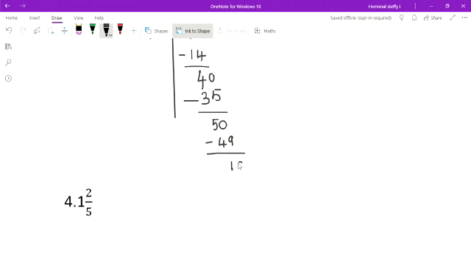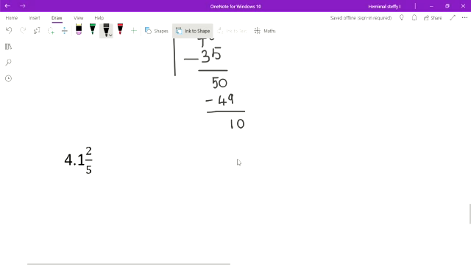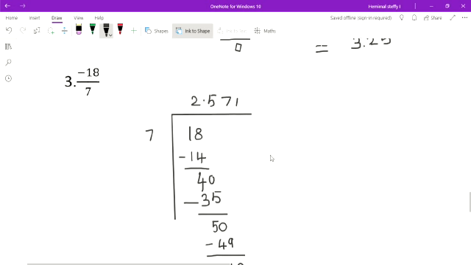Again I add one more 0. 10, how many times? 1 seven is 7. Do the minus. 10 minus 7 is equal to 3. Again I add one more 0, 30.